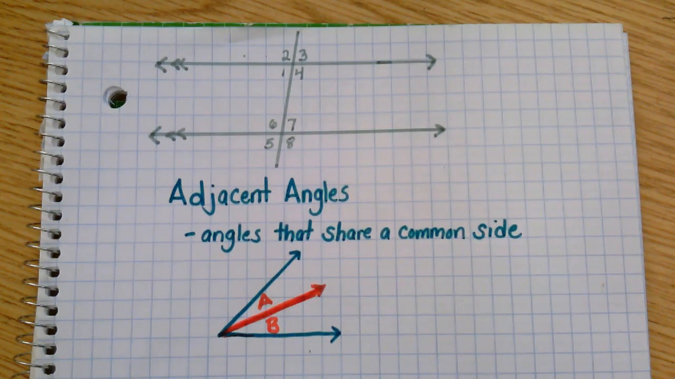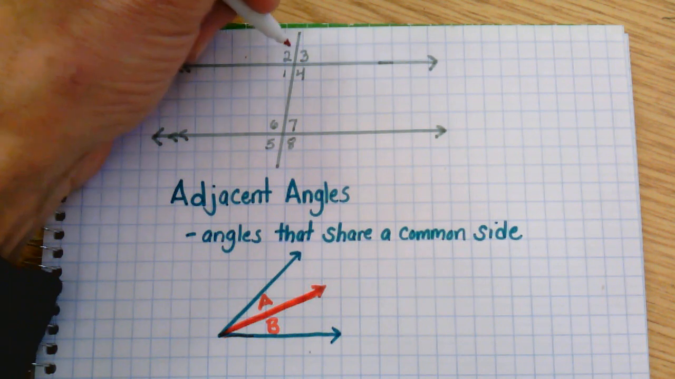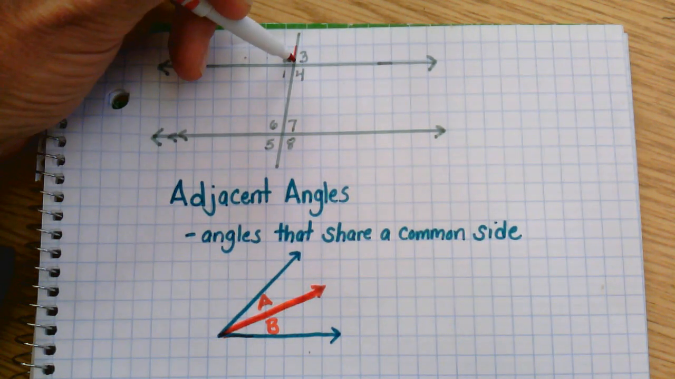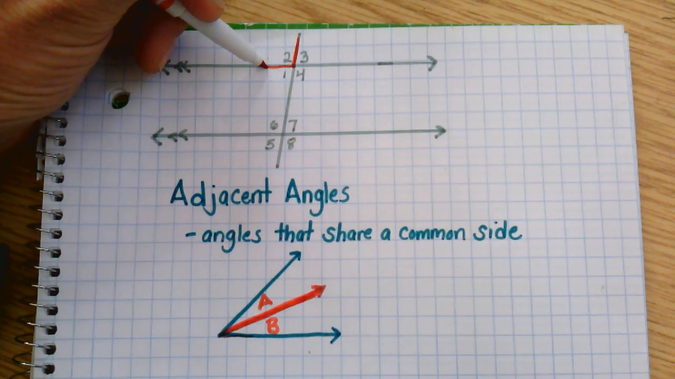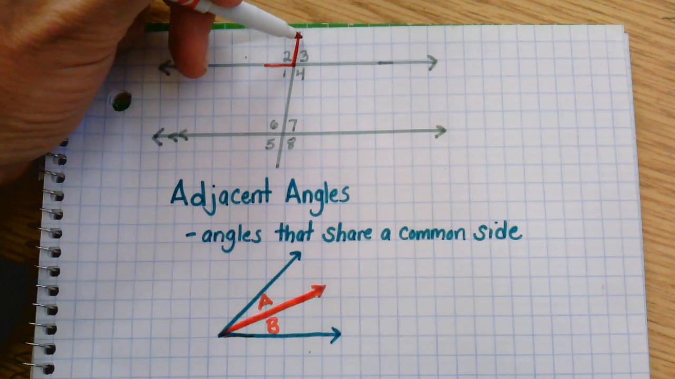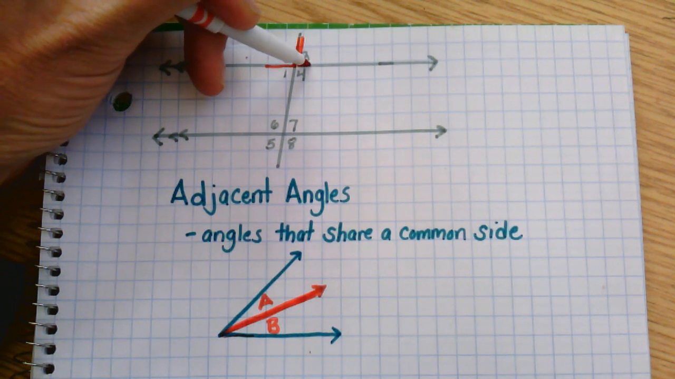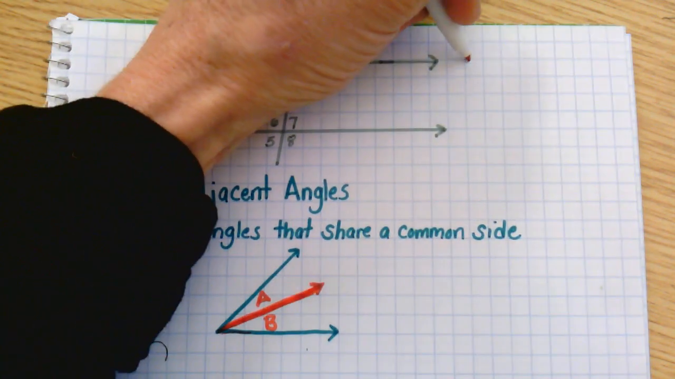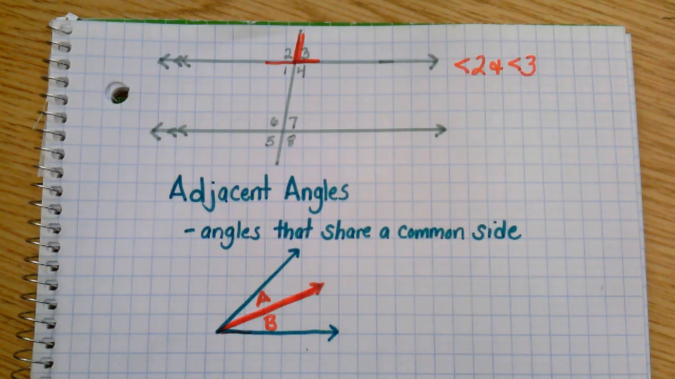Up above in this diagram, we have several pairs of adjacent angles. Let me just point out a couple of them. Angle 2 and angle 3 are adjacent angles because they share this common side right here. I'll draw out angle 2. Okay, it's right there. Angle 3 also shares that line going almost vertically up, and then the bottom here. So angle 2 and angle 3 are adjacent angles. There are many more pairs. Let's look for one more.